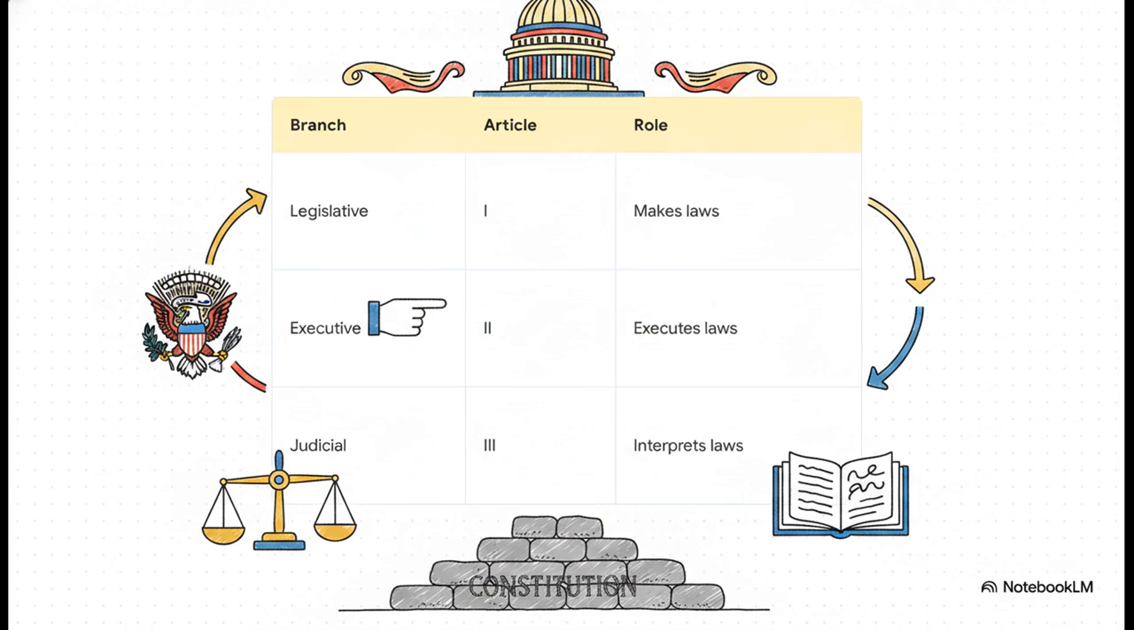Article 2 creates the executive branch, led by the president, to execute or enforce those laws. And Article 3 sets up the judicial branch, the Supreme Court, to interpret the laws. It's like a giant puzzle where all the pieces have their own specific job.